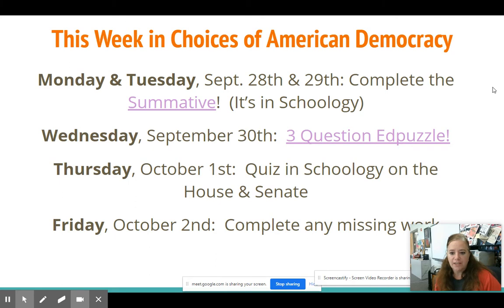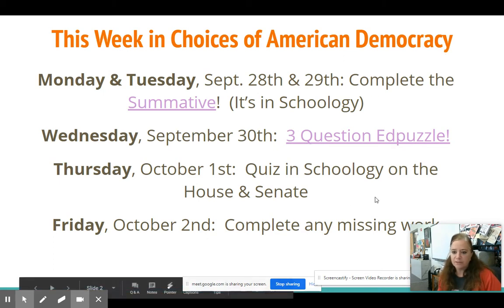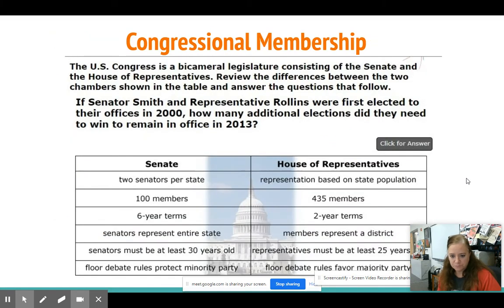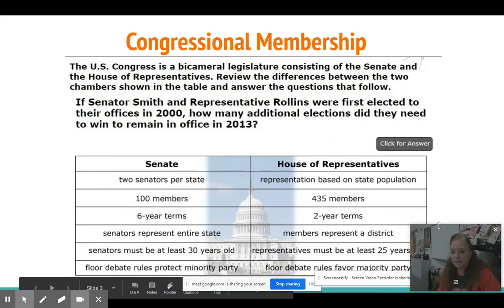And then on Friday, on your work day, just make sure you're completing anything that you're missing. Some of you are caught up. Some of you are missing a few things. Get your summatives in to me, because then you'll be able to see. Maybe you're missing a formative or two, but chances are that's not going to affect your grade that much once you get your summative in. So that's another reason to get that in to me. Okay. All right.